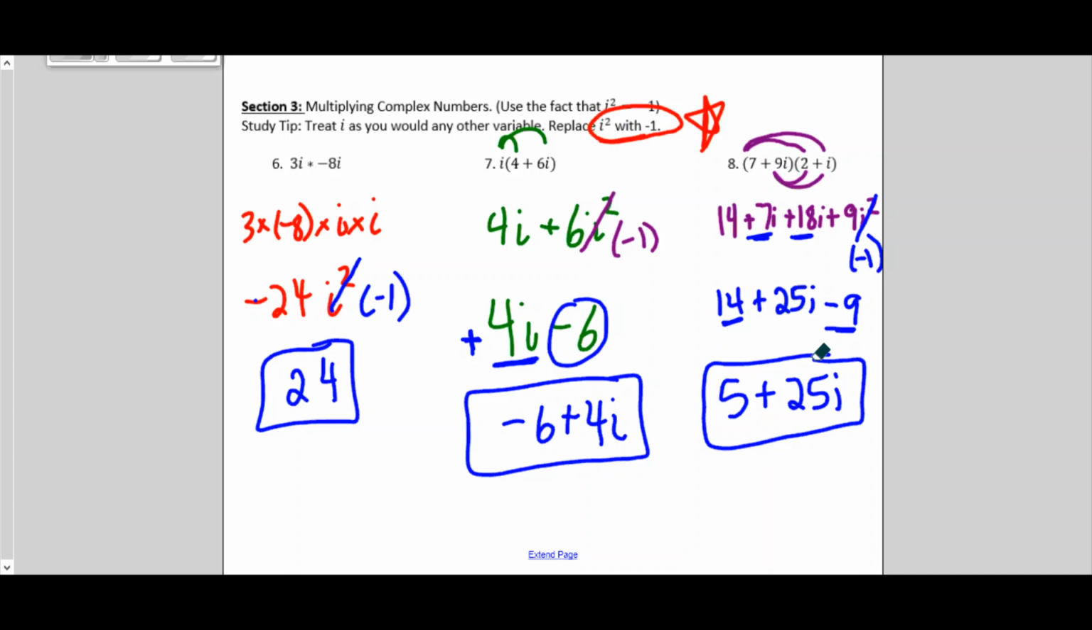So basically, whenever you see i squared, you're just replacing it with negative 1 and then simplifying. So you should never see an i squared in your answer. It's okay to have an i in your answer. You just can't have i squared.